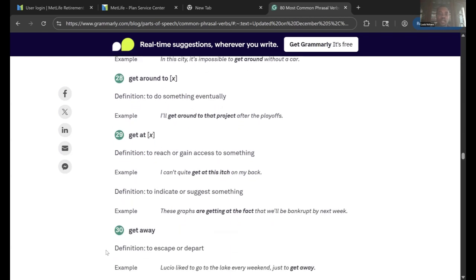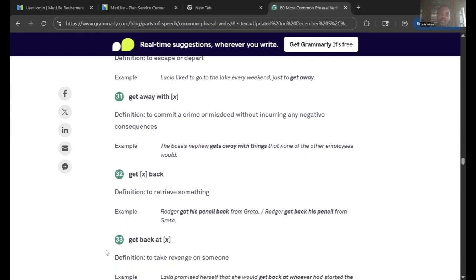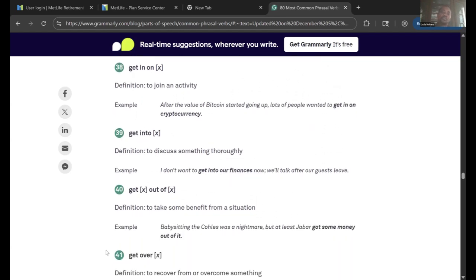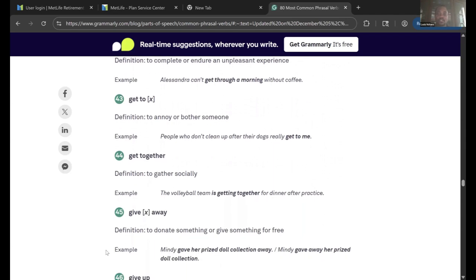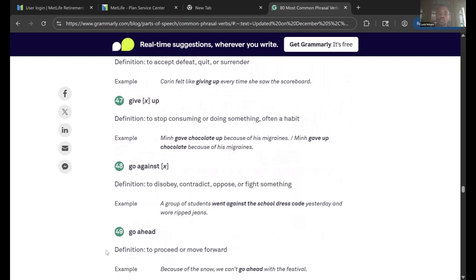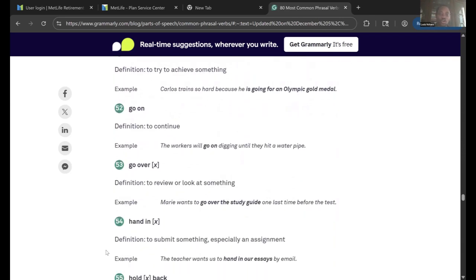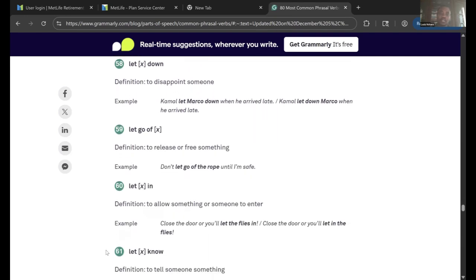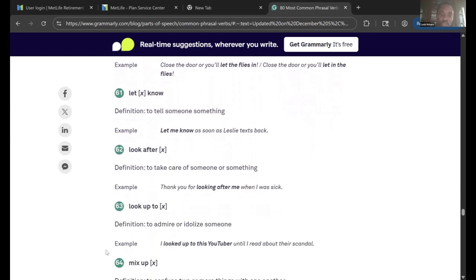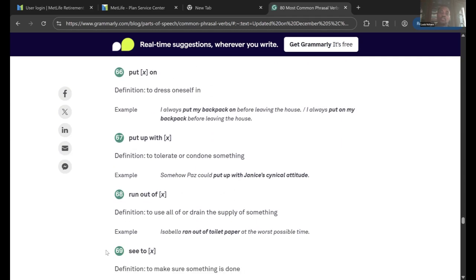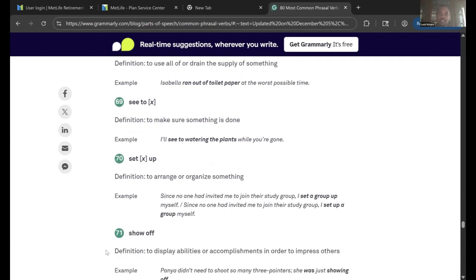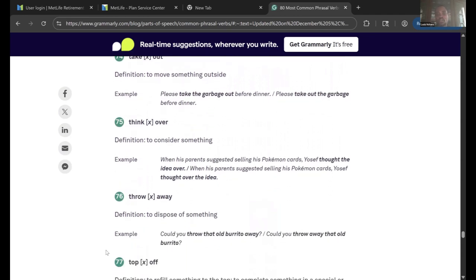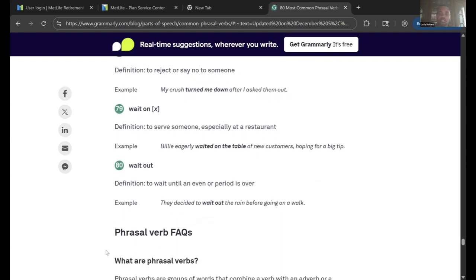to get around something, to get at somebody, to get away with something, to get back at something, to get by, to get down, to get in on, to get into something, to get over, to get through, to get together, to give away, to give up, to go against, to go ahead, to go along with something, to go for, to go on, to go over, to hand in something, to hand back, to hold back something, to keep up, to leave out, to let down, to let go of, to let in, to let know, to look after, to look up, to mess up, to pull up, to put on, to put up with something, run out of something, see to, set up, show off, shut off, take after, take out, think over, throw away, top off, turn down, wait on, wait out.